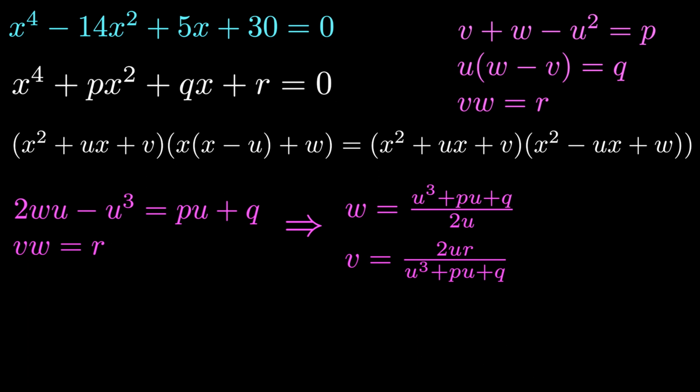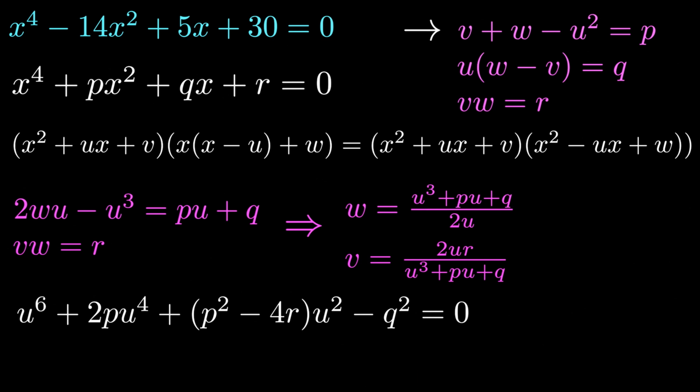Well, if we substitute our expressions for w and v into our first equation, v plus w minus u squared is equal to p, we get the following equation in u. We have u to the 6th power plus 2p u to the 4th power plus (p squared minus 4r) multiplied by u squared minus q squared is equal to 0.